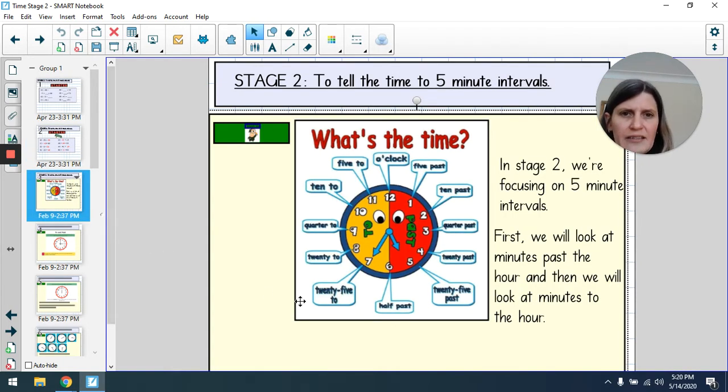Okay, so today we're looking at telling the time to 5-minute intervals. And first of all, we're going to focus on time past the hour and then time to the hour. Now, definitely telling the time past the hour is easier because we're just counting in 5-minute jumps. It gets a little bit more complicated when we move on to time to the hour.